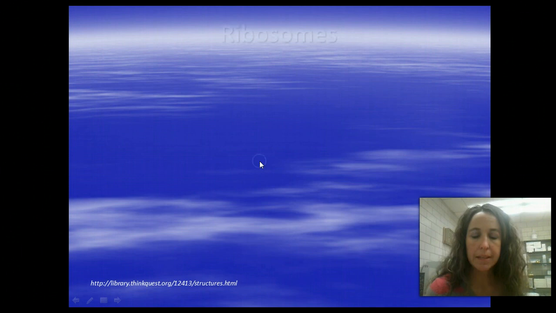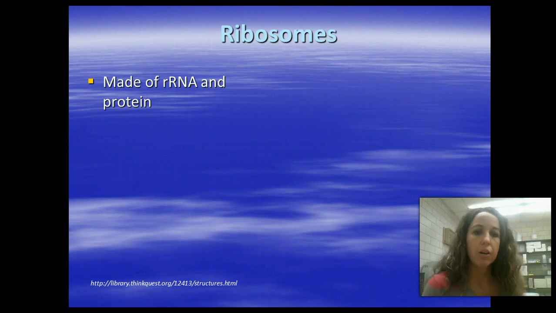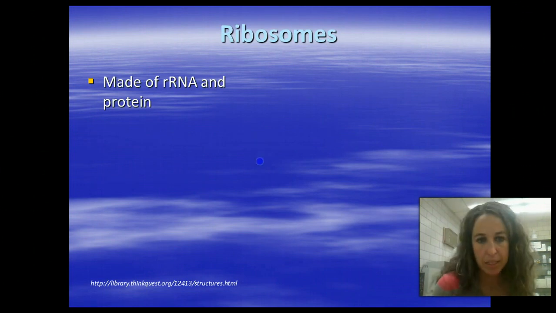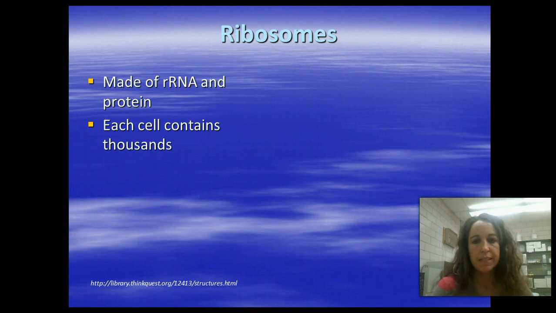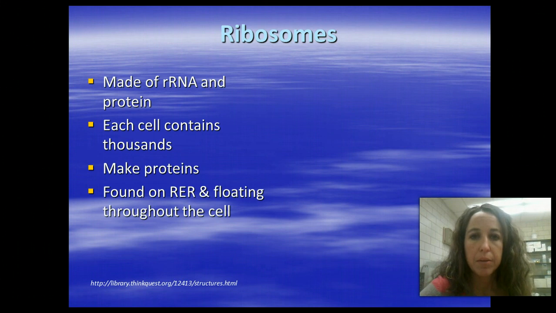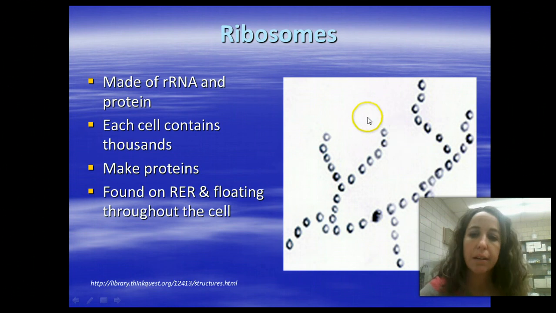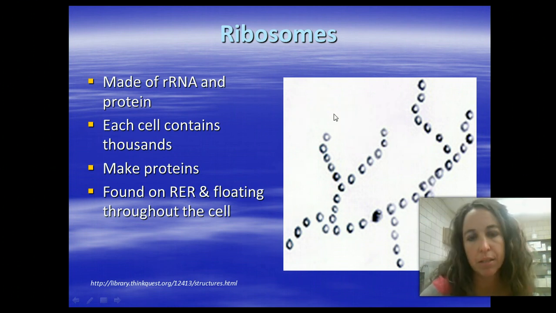Okay? Next are ribosomes. The ribosome is made up of rRNA and protein, and each cell has thousands of them. It's the most numerous organelle in the whole body, and its function is to make proteins. You can find them in two places. They're either going to be attached to the endoplasmic reticulum, or they're going to be free-floating in the cytoplasm, and they look like little circles. They don't have a membrane on them, so it's a little bit different than the other things that we've talked about. They are found in all three cells, plants, animals, and bacteria.